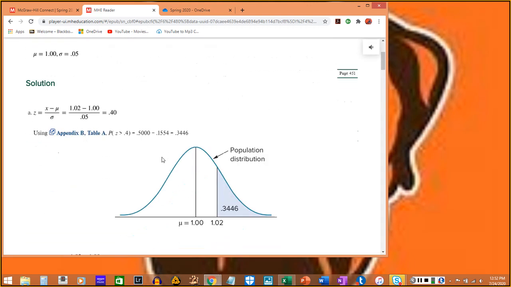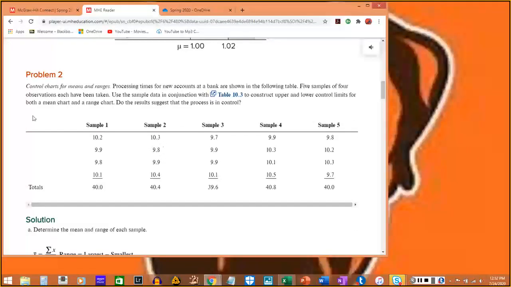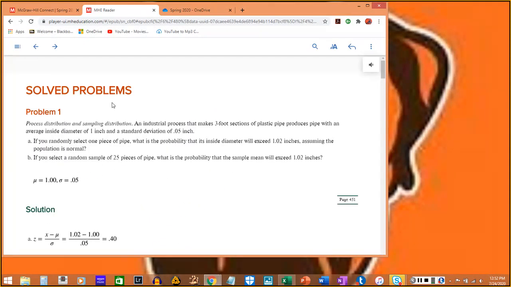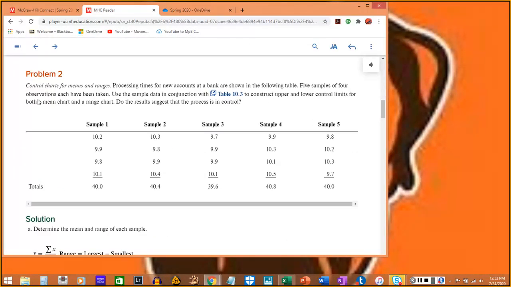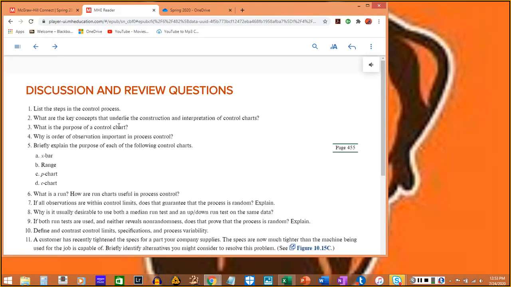The problem that you'll see on your quiz would be similar to problem number 2, and that's on page 451. So you'll see something like this for your quiz as well as on your homework. The question that you need to be able to answer would be question number 5.